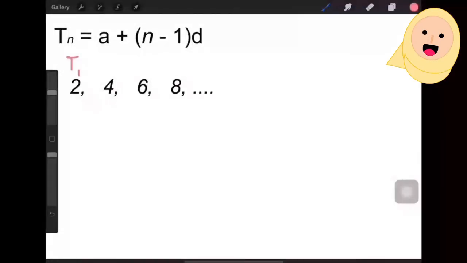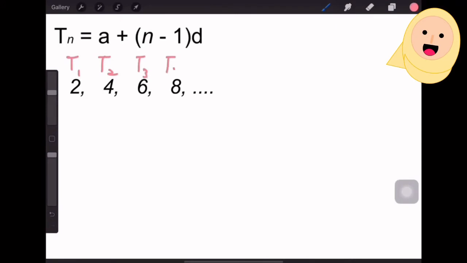2 is the first term, 4 is the second term, 6 is the third term, and 8 is the fourth term. So what is D? D stands for common difference. We can find D by using the formula, the second term minus the first term. And for this sequence, D equals 2.